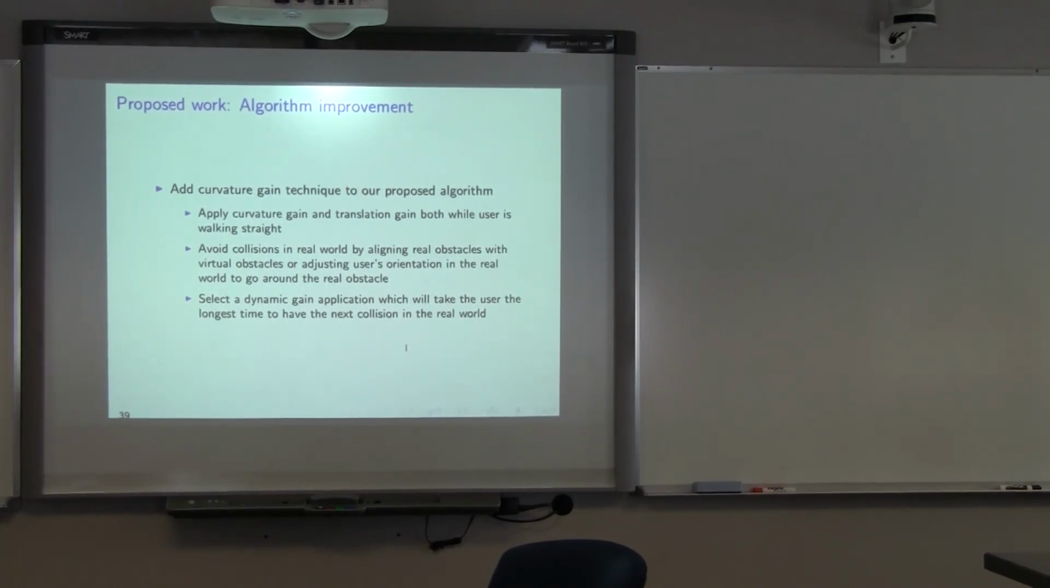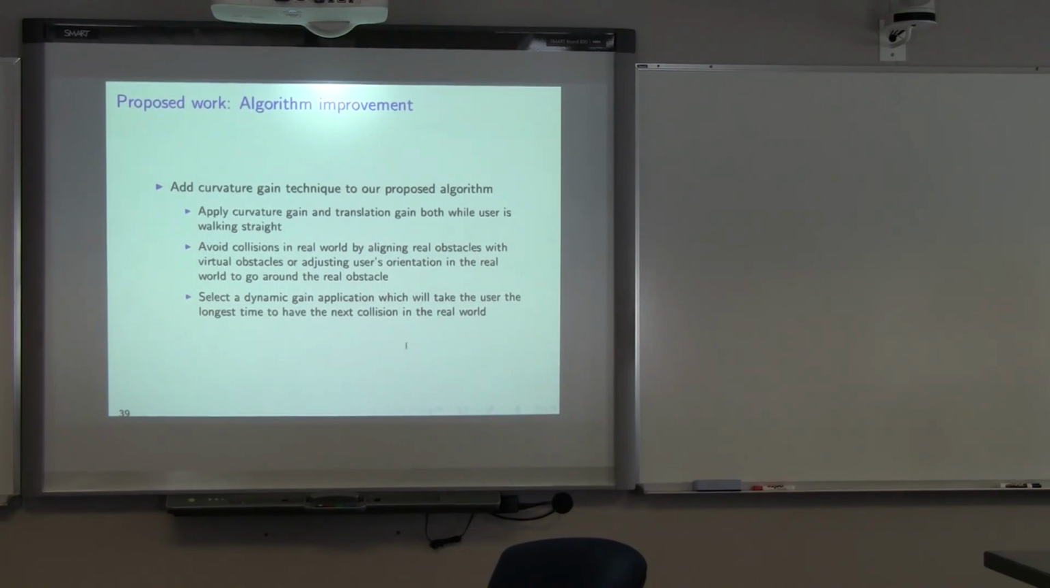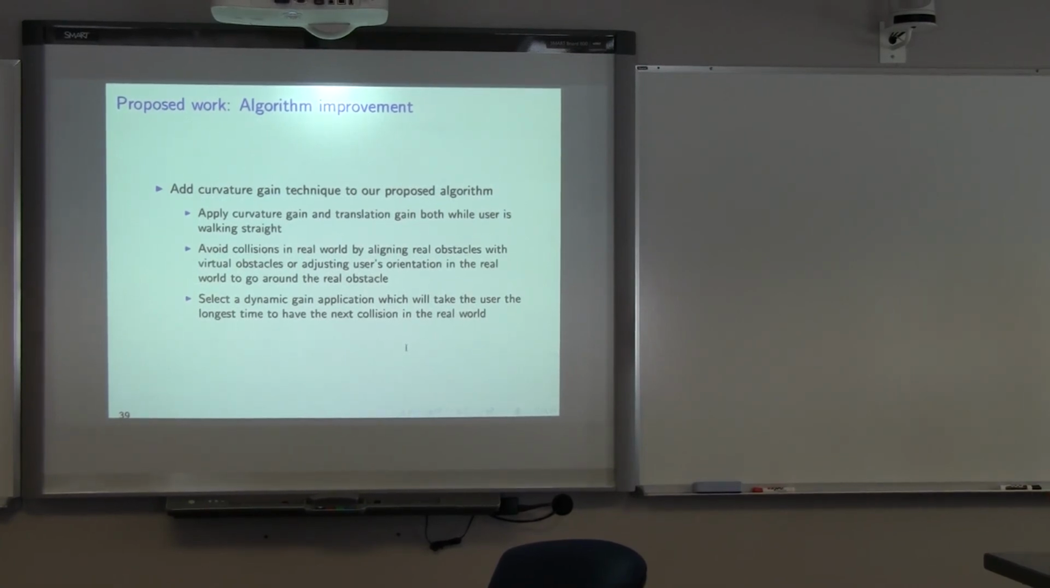There are some studies researching algorithms to predict users' future paths based on the path he has walked. So I want to reuse some of these algorithms to predict the user's future path based on a given dynamic gain application. The predicted path will be used to calculate the collision time, the time of the next collision in the real world. And my algorithm will be modified to pick the one dynamic gain application that will result in the latest collision time in the real world.